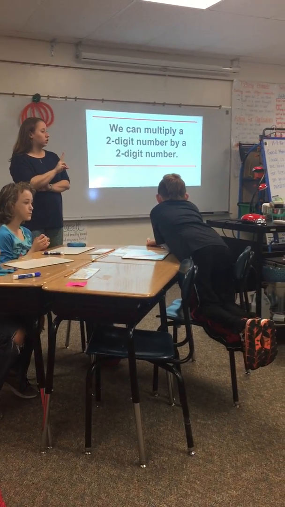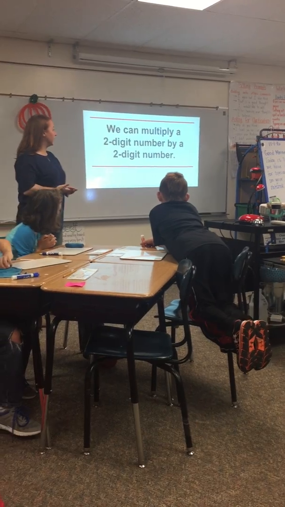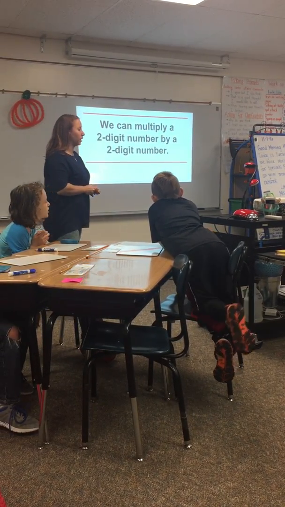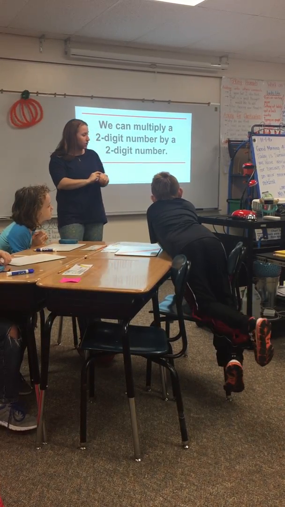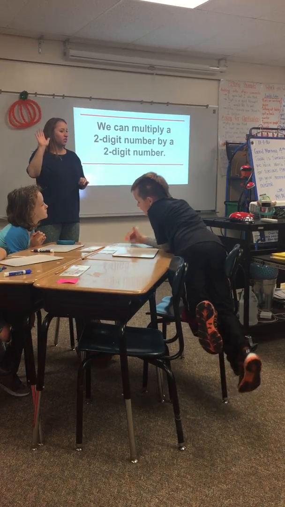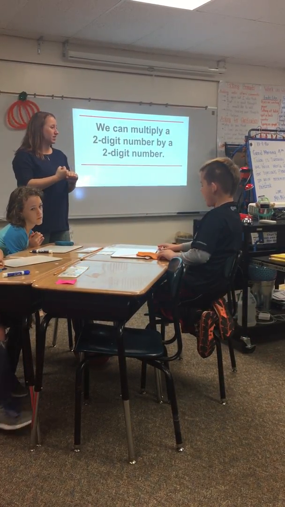1, 2, 3. We can multiply a 2-digit number by a 2-digit number. So who can remember what we have been using when multiplying? We've learned a couple different strategies. Give me one strategy, Liberty. The bow tie method, or the standard algorithm.